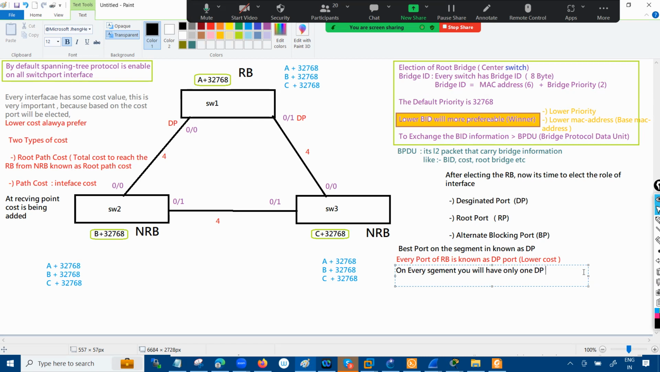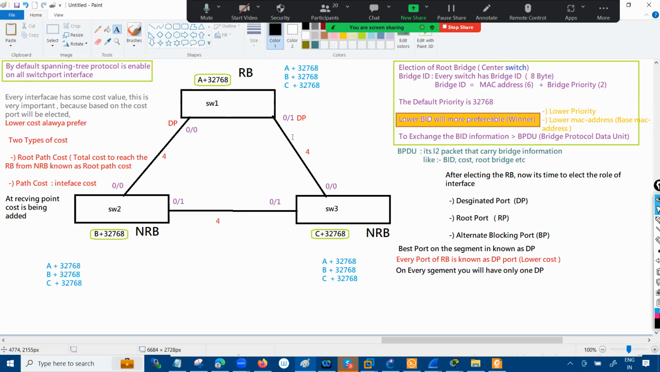So I already selected the DP on switch 1 because it is the root bridge, and every port of the root bridge is a DP port because of the lower cost. So that will be the DP. Now we need to make an election of the RP. Let's do the RP election.